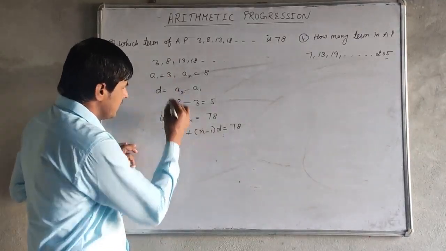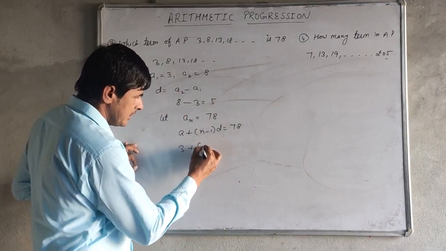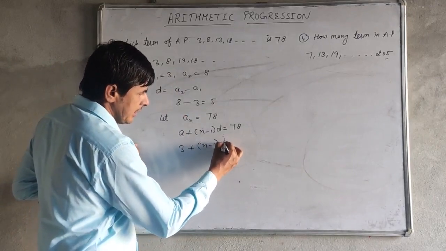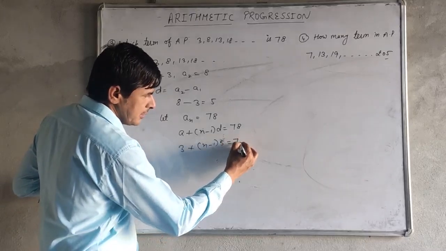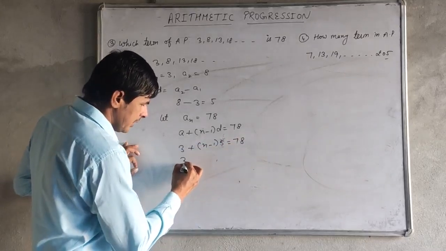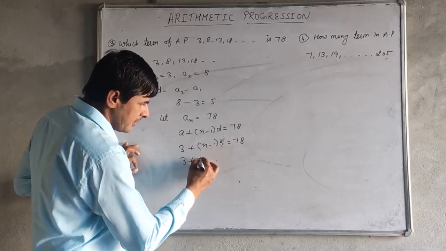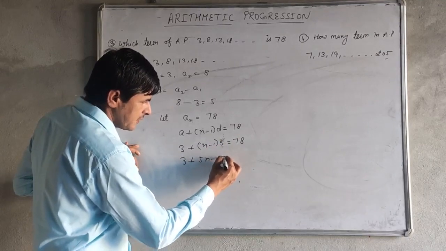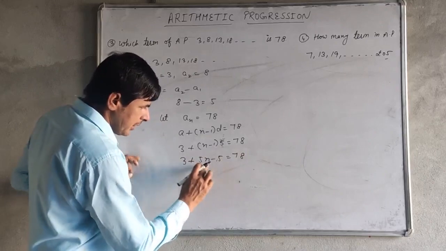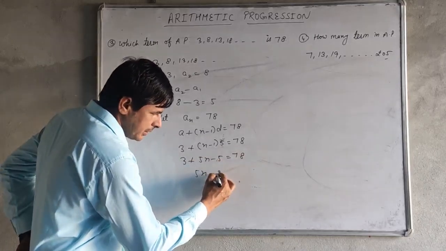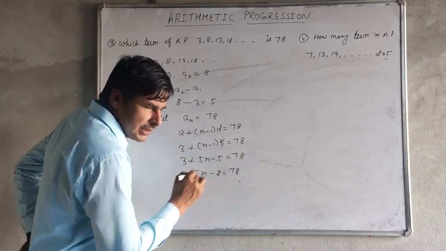A is given, 3 plus (n minus 1)d. What is the value of n? d is 5, equal to 78. 3 plus multiply the 5. 5n minus 5 equal to 78. 5n, 3 minus 5 minus 2 equal to 78.